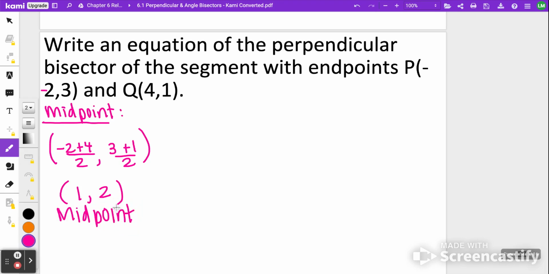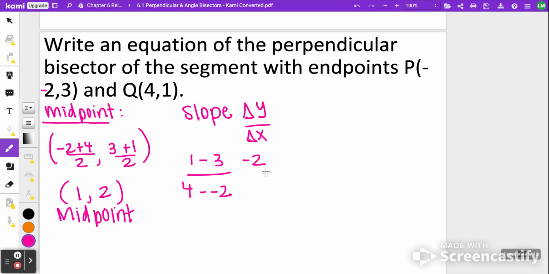Now, I also need to find the slope of this segment. Remember, slope can be found by change in y over change in x. So after I find this, then I can start getting my equation. For slope, change in y is 1 minus 3 over change in x, 4 minus -2. 1 minus 3 is -2, and 4 minus -2, that's 4 plus 2, which is 6. And that ends up getting me to -1/3 as my slope.